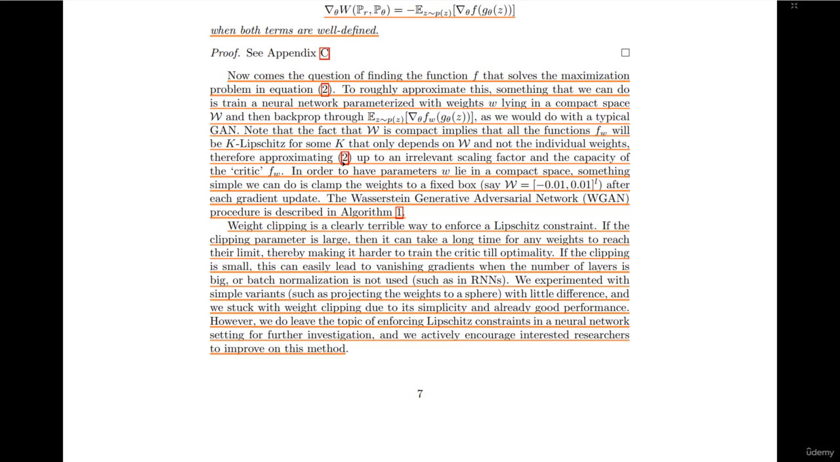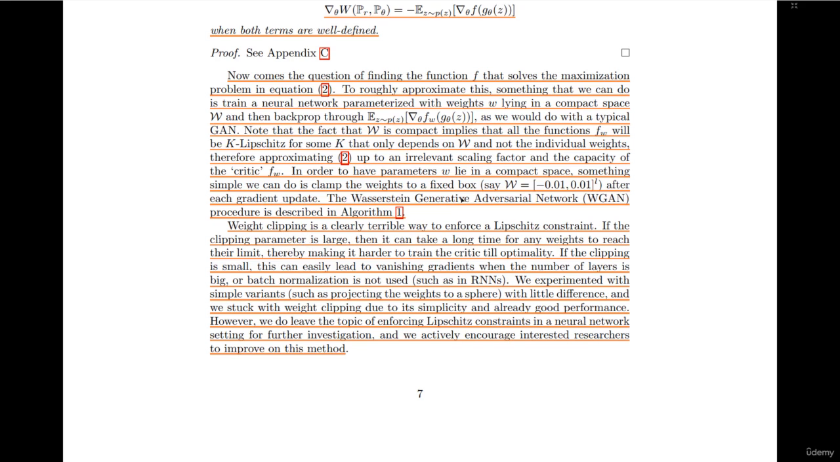Therefore, we approximate equation 2 up to an irrelevant scaling factor and the capacity of the critic, which is the discriminator f_w. In order to have parameters w lie in a compact space, something simple we can do is clamp the weights to a fixed box, say big W between negative 0.01 and 0.01 after each gradient update. So this is a kind of gradient clipping. The Wasserstein GAN procedure is described in algorithm 1.